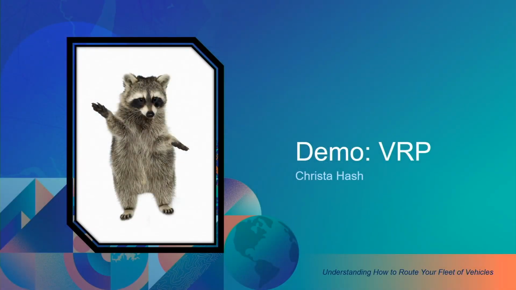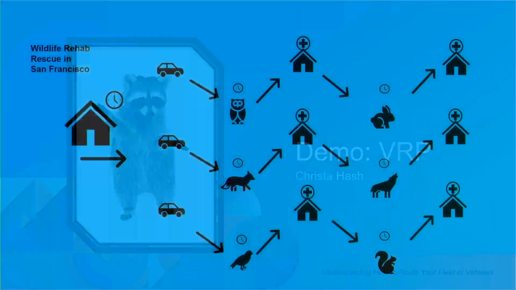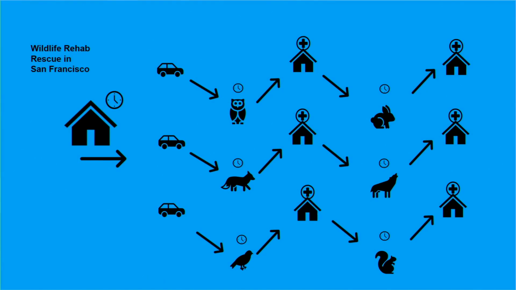Christa, can you explain why this adorable raccoon is waving at us? Sure, Heather. In this demo, we're helping an urban wildlife rescue team respond to multiple emergency calls across San Francisco. Each call involves an injured animal waiting at a pickup location, and each animal must be transported to a specific care facility equipped to treat that species. For example, a hawk needs an avian specialist, while a raccoon or a coyote must go to a clinic or rescue specializing in larger mammals. Because every animal has a unique destination, we can't treat these stops as interchangeable.